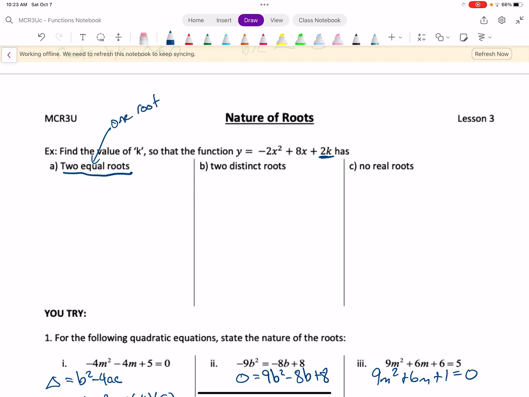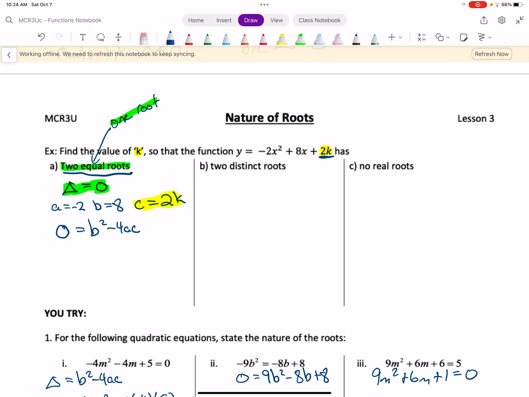So because of that, I know that delta is equal to 0. One root or 2 equal roots means that b squared minus 4ac is going to be 0. In this scenario, a is negative 2, b is 8, and the c term is going to be both 2 and the k, so 2 times k. So I'm going to keep that. This guy is my c term. So I know that 0 is equal to b squared minus 4ac.